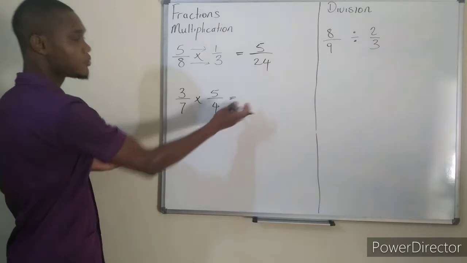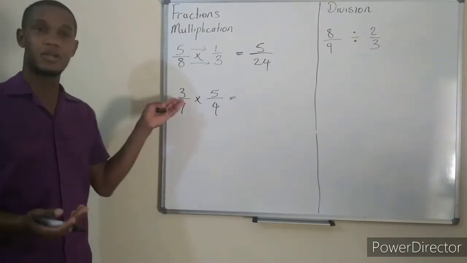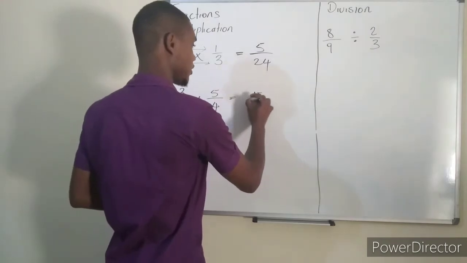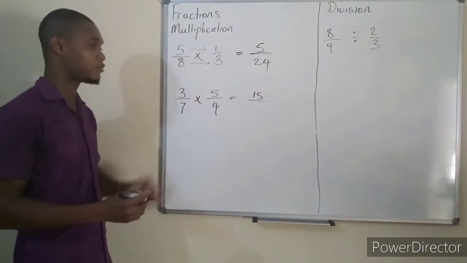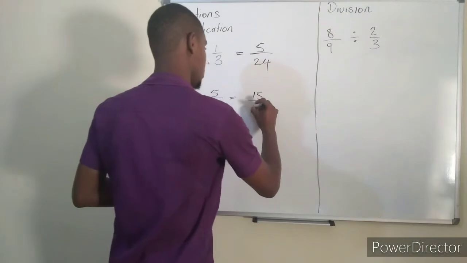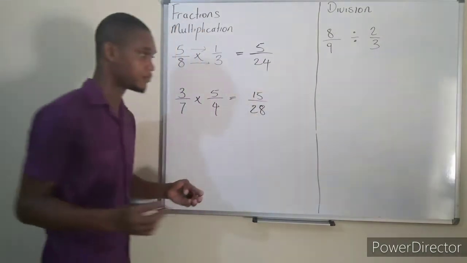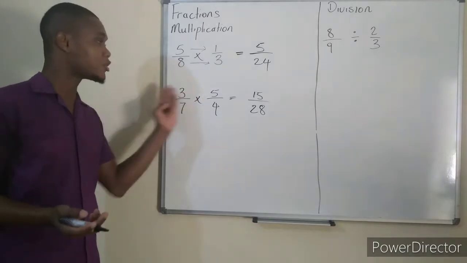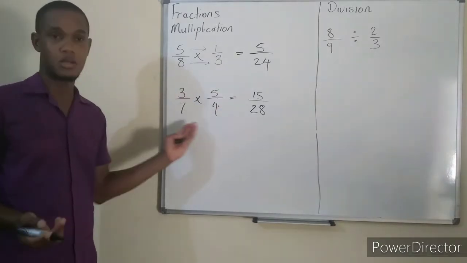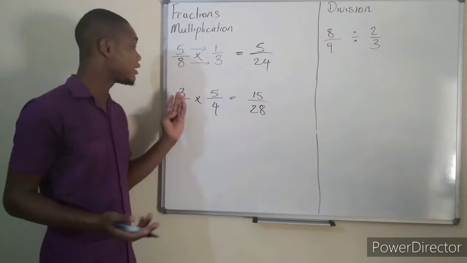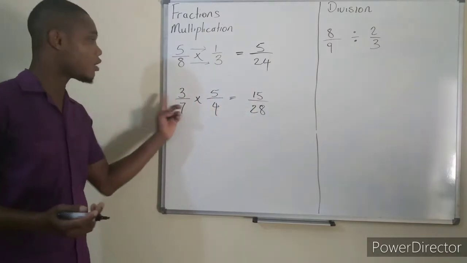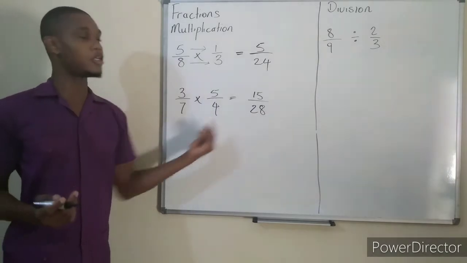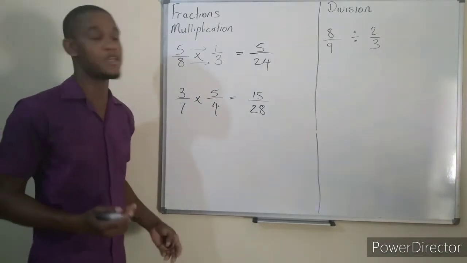Another example, multiply the two top numbers. So when you multiply 3 and 5, you'll get 15. And then you multiply 7 and 4, and that gives you 28. And that's it. So as long as you're able to remember that you're multiplying the two top numbers and the two bottom numbers together, or even if you have 3 or more, it's always the top numbers or the numerators multiplying each other, and then you will have your denominators multiplying each other, and you will get your final answer.